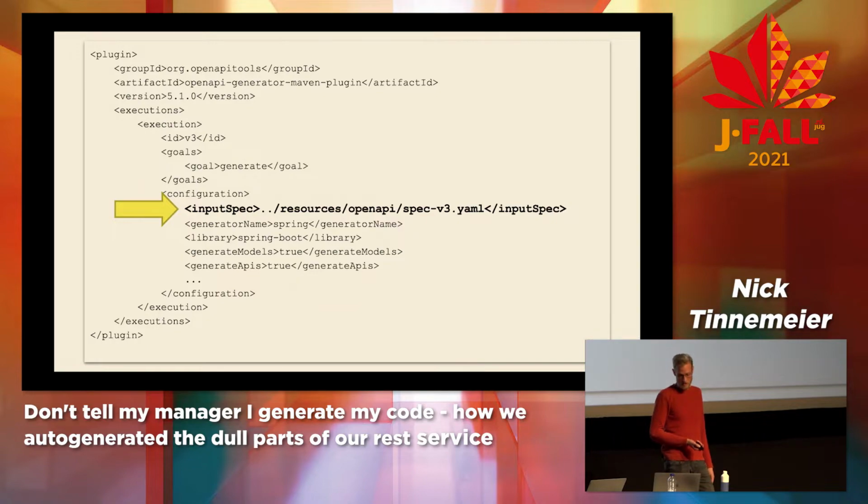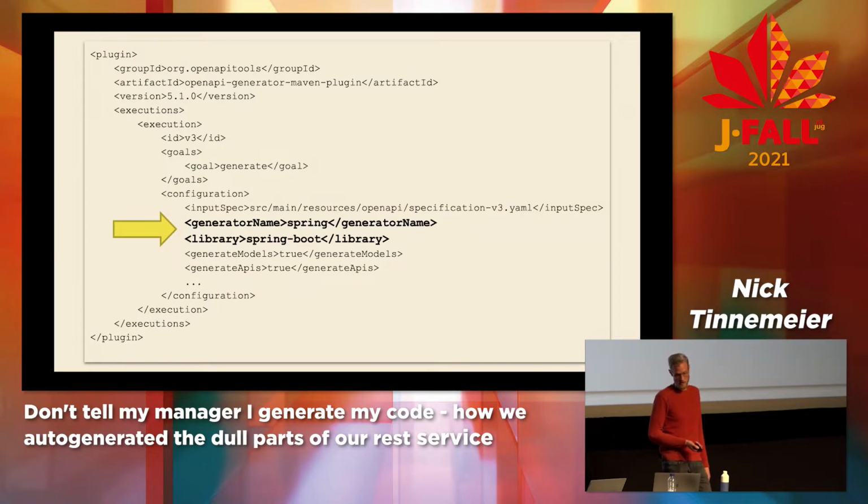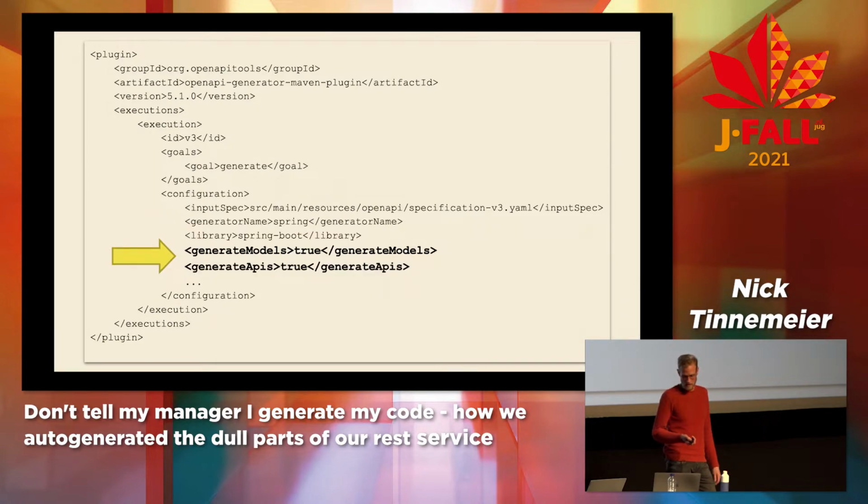You need to tell it, amongst other things, where it can find your OpenAPI specification. We ask it to use the Spring and Spring Boot generator, because that's what we use in our projects. But this generator actually supports a myriad of different languages and frameworks, like Kotlin, Python, and there's Jersey, RESTEasy, etc. And then, finally, we ask it to generate our domain models, or Jackson annotated models, and also our API endpoints.